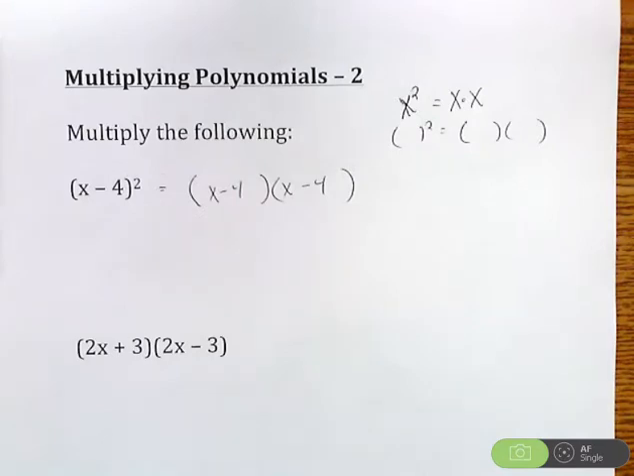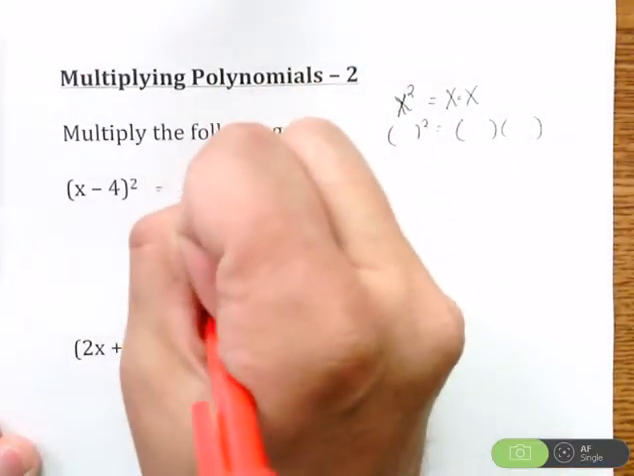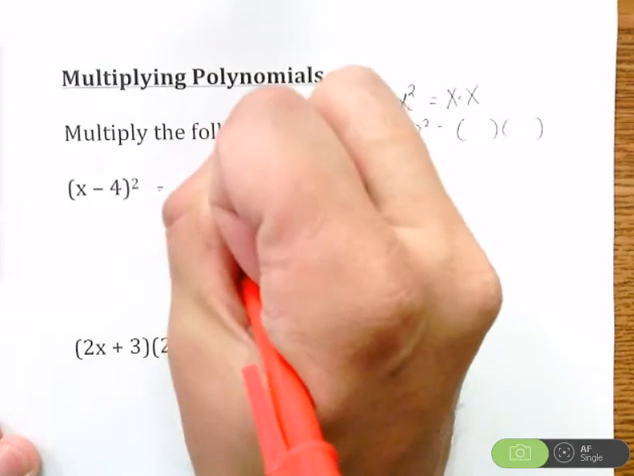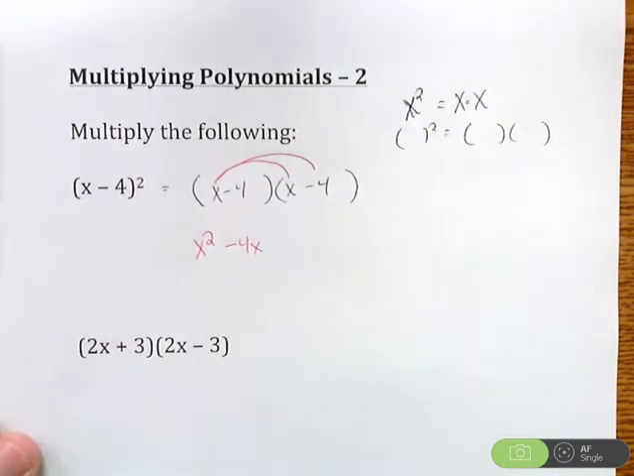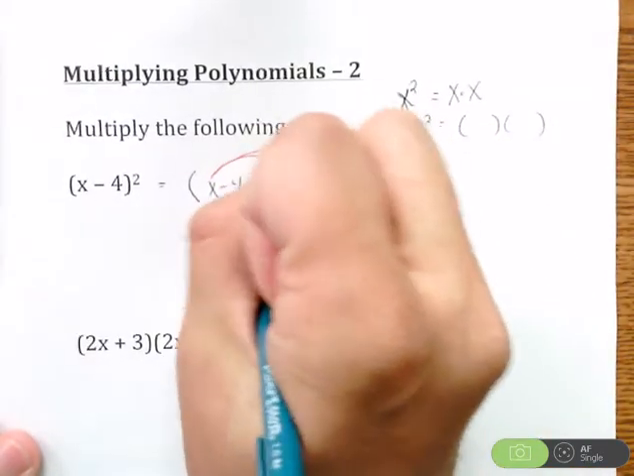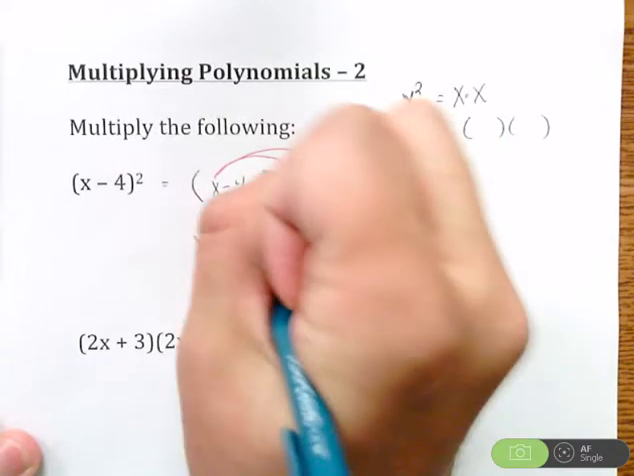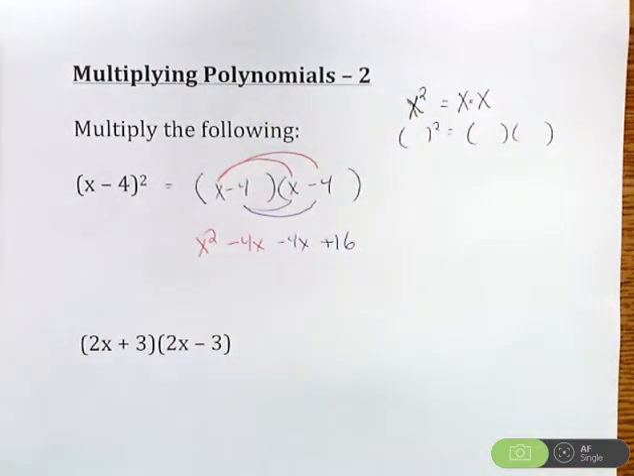Now it becomes a little bit easier to see kind of what's going on. So now we just need to do the distribution, combine like terms, clean this all up. So I'm going to have x times x, which is x squared. X times negative 4 is negative 4x. Then I'm going to take my negative 4 and distribute it all the way through. Negative 4 times x is negative 4x. Negative 4 times negative 4 is 16.